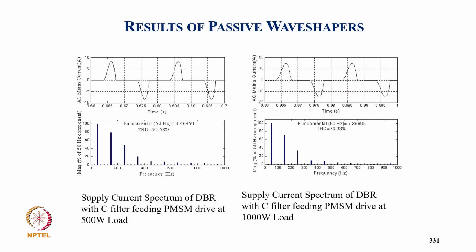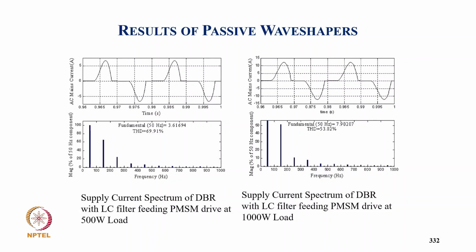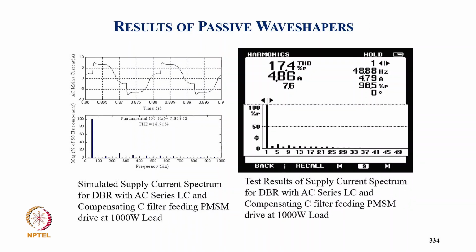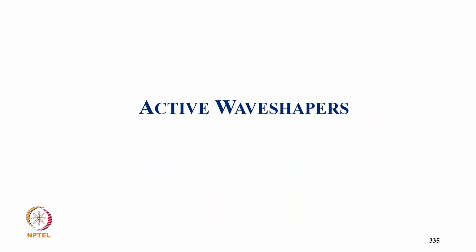And this is, of course, the harmonic spectrum for the DBR with capacitive filter, THD 98%, and the current with the capacitive filter feeding at the load condition. So THD is reduced with the load, and this is with the LC filter. THD reduces to 69%, 69.91, and then supply current THD 53%, and then with the series LC filter THD reduces to 21% and experimental 25%, and this series with the compensating capacitor, so it goes to 16.9 and experimental 7.4%.